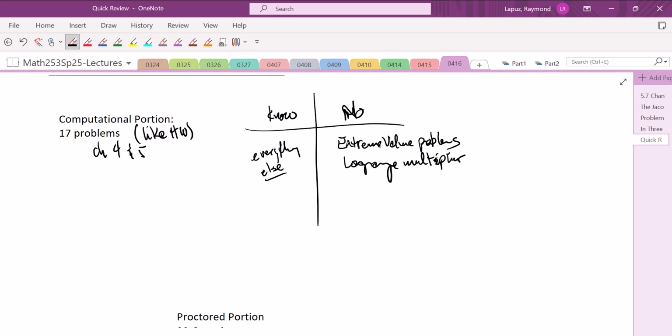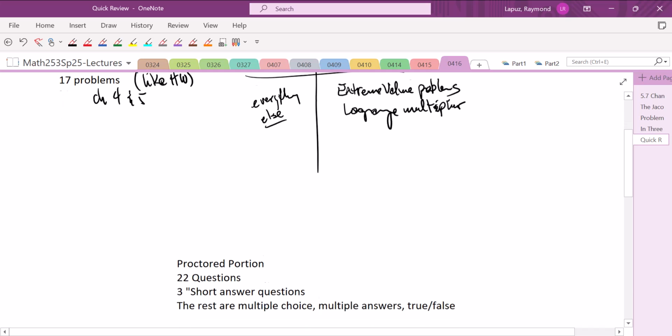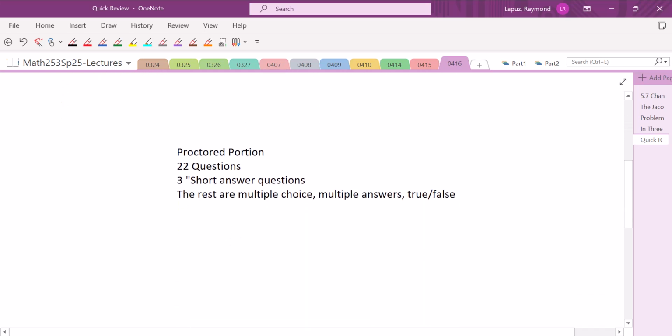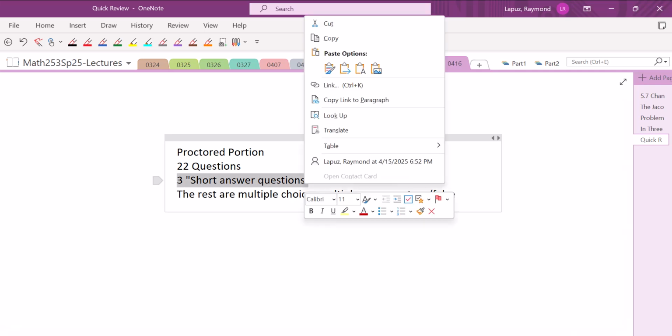All right, but 17 problems. I think there's one problem. The first problem is like 2 points. Everything else is worth 3 points in terms of the distribution. That makes 50 points, I think. All right, the proctored portion will have 22 questions. The first 3 will be the short answer questions that you all know and love.